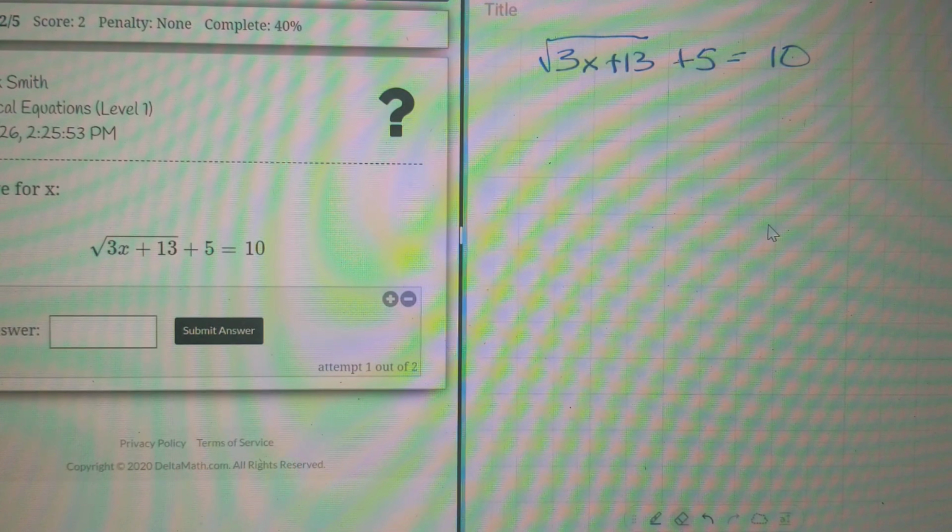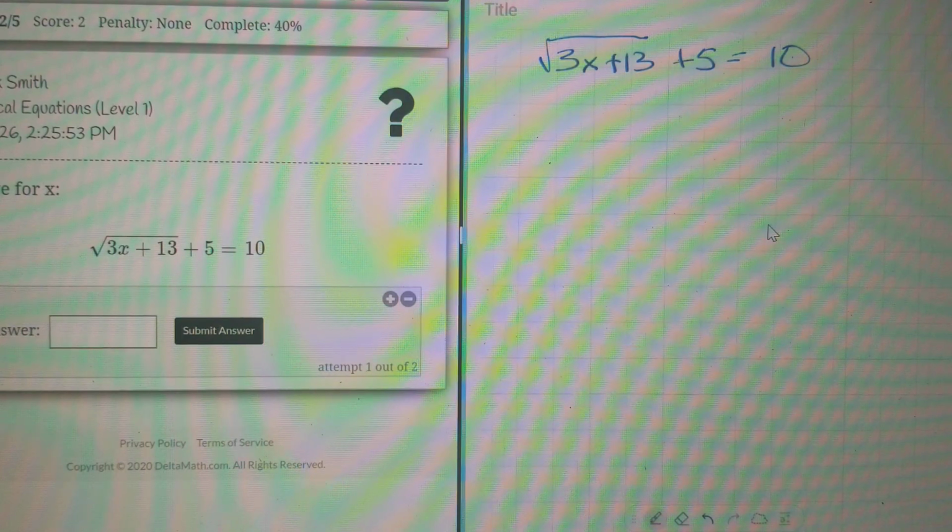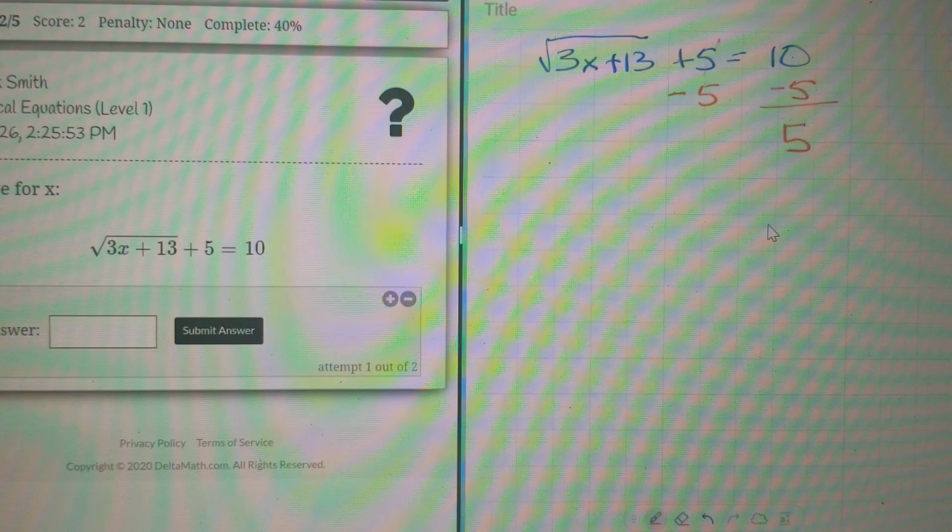All right, so the first thing we're going to do is adjust. So we want the radical on one side and everything else on the other. Which means we're going to have to subtract 5 from this side and subtract 5 from that side. And we are going to get a 5 here. That's going to go away. And then we are going to have the square root of 3x plus 13. All right, and that is step 1, adjust.